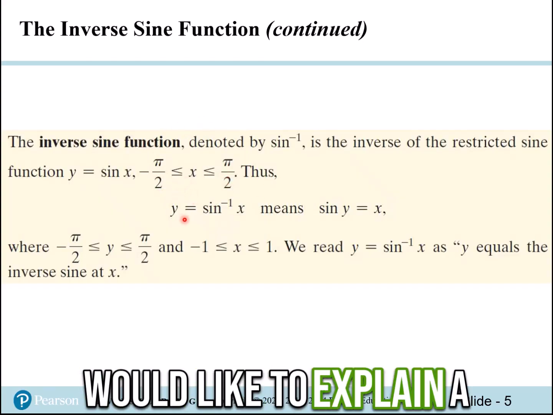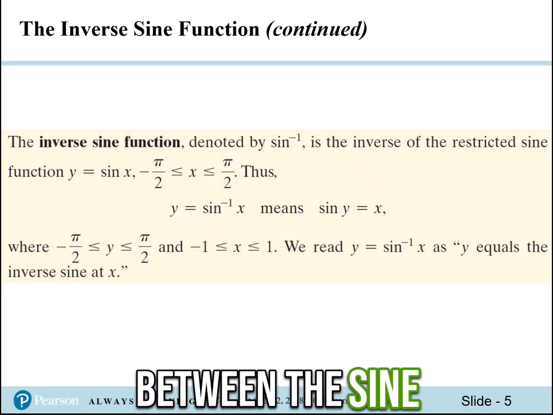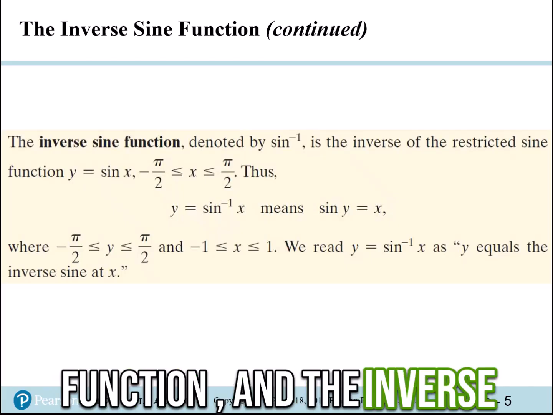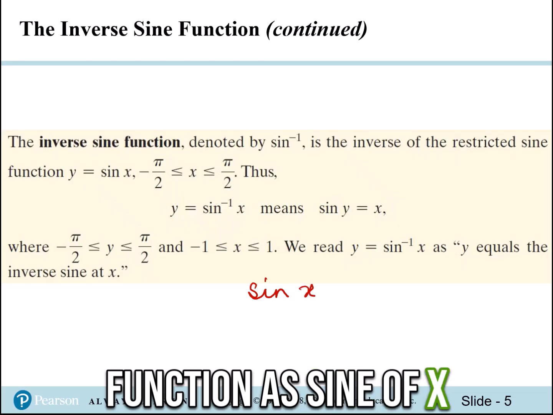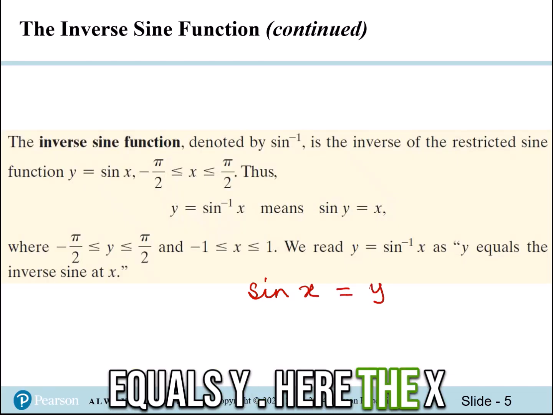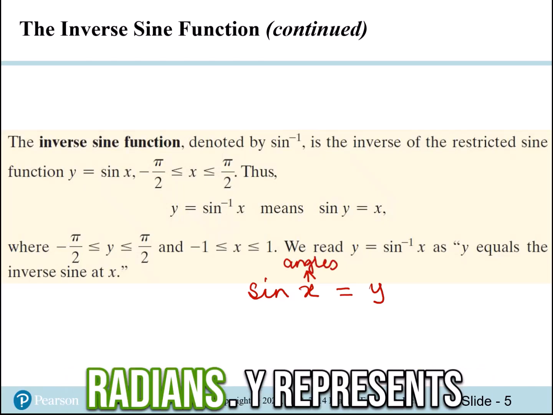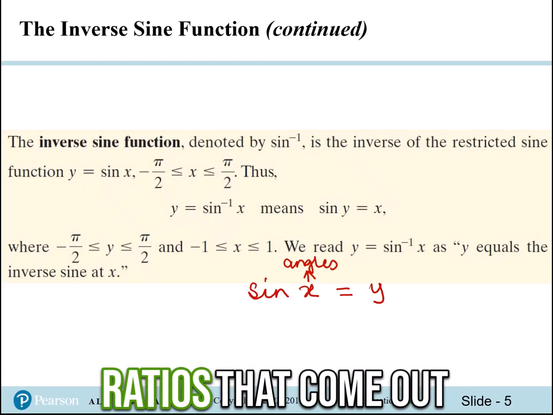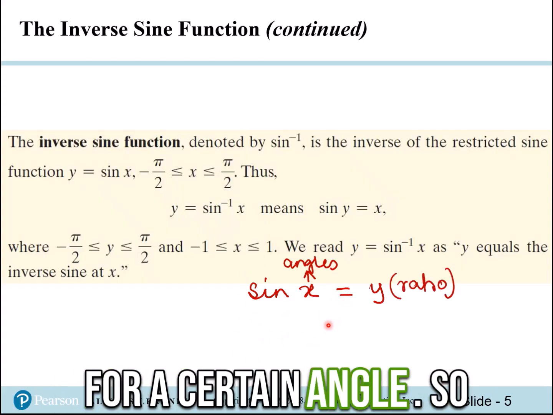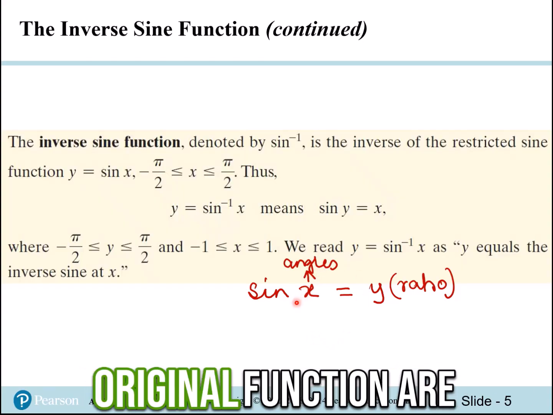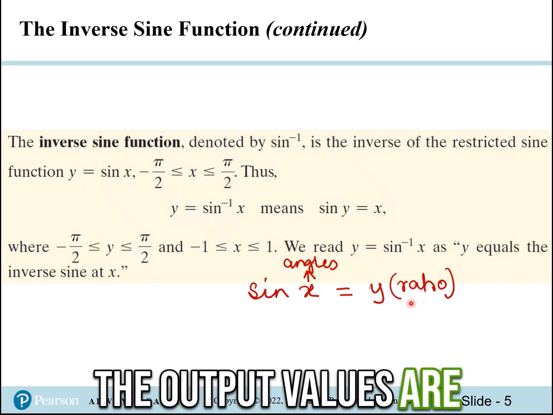Now here I would like to explain a very important concept of the relationship between the sine function, the original function, and the inverse function. Recall that we write the original function as sine of x equals y. Here the x values represent angle measures in degrees or in radians. Y represents ratios that come out after calculating the sine for a certain angle. So the input values to the original function are angle measures, whereas the output values are ratios.